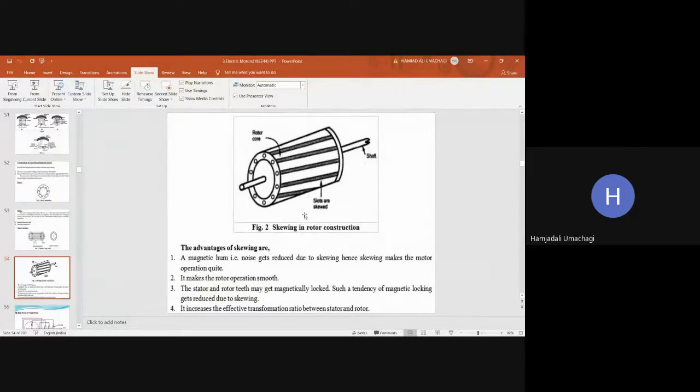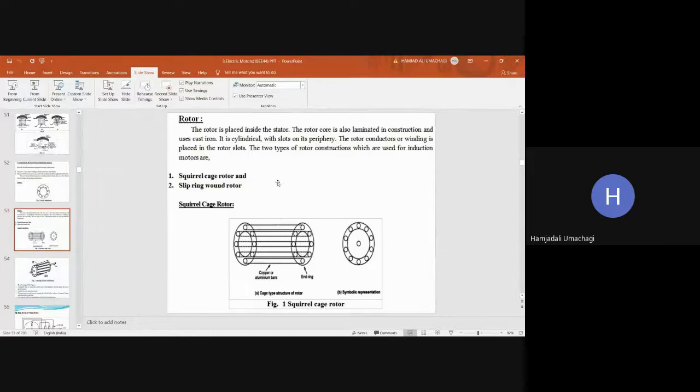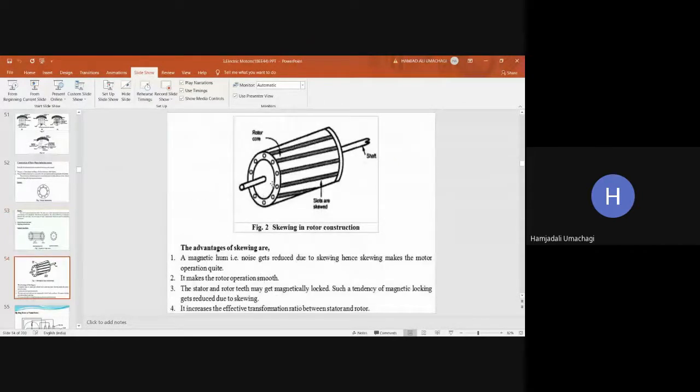But before that, again in the same squirrel cage rotor, here you can see that skewing is done. Skewing is done just to avoid cogging and crawling. Cogging and crawling means what? Magnetic locking, which takes place while your induction motor is rotating. Just to avoid that magnetic locking, we give a certain slant position, which we call skewing. This is going to avoid magnetic locking, which is nothing but cogging and crawling.